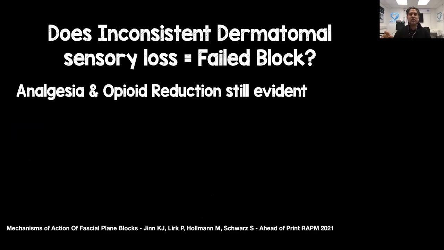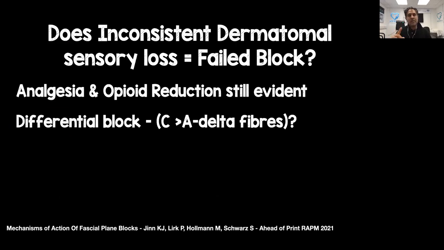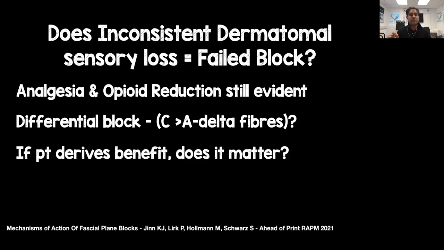So if you don't get a dermatomal loss of sensation, does that mean you've got a failed block? And the reason I'd say no is you get analgesia and opioid reduction even when you check the skin afterwards and they haven't got a loss of sensation. It may be due to getting a differential block. It may be that you're numbing C fibers preferentially to A delta fibers, and A delta fibers obviously give you pinprick sensation. So it may be that you don't lose the A delta fiber innervation, but you do preferentially block C fibers.